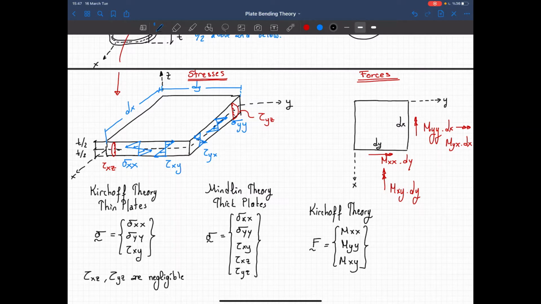Now let's take a look at the shear forces. Now I have theta xz, so the shear force will be in the upward direction. I'll show it this way at that face. Vx times dy, and I will have Vy times dx.